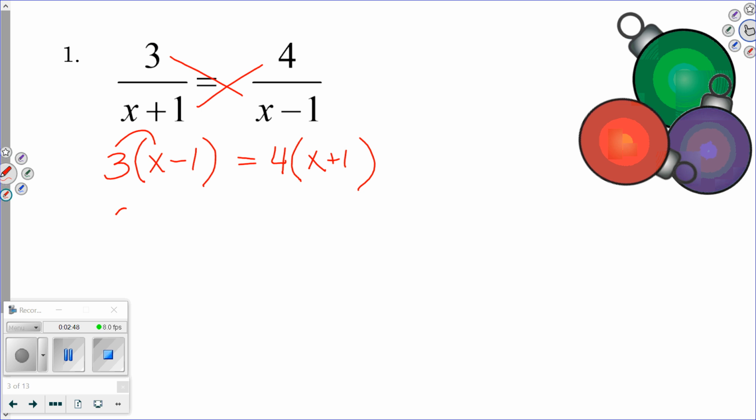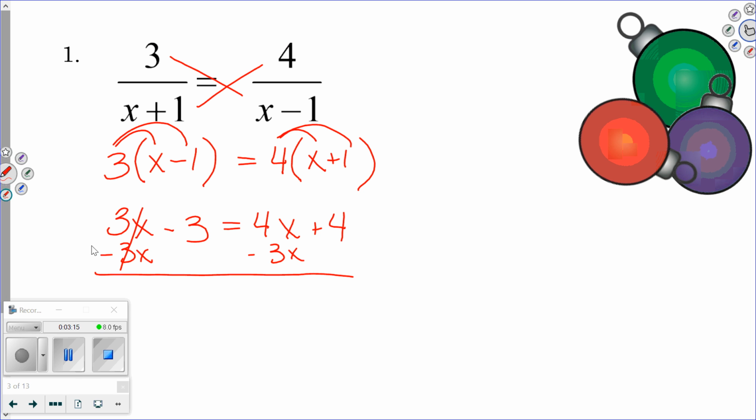So 3 times x is 3x. And that gives me negative 3 equals 4x plus 1. Or I'm sorry, 4x plus 4. And so most people, if they don't write it down, they write 4x plus 1. All right, guys, solving from here. This is just a normal equation, right? We're going to subtract 3x on both sides. And then subtract 4. So x equals negative 7.